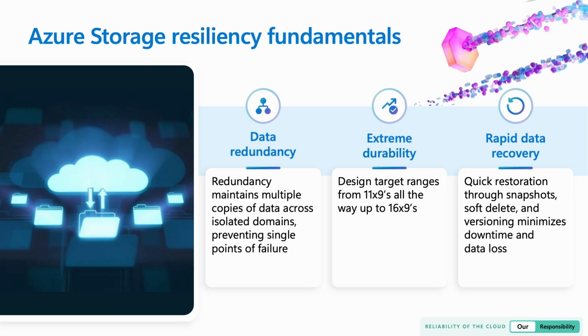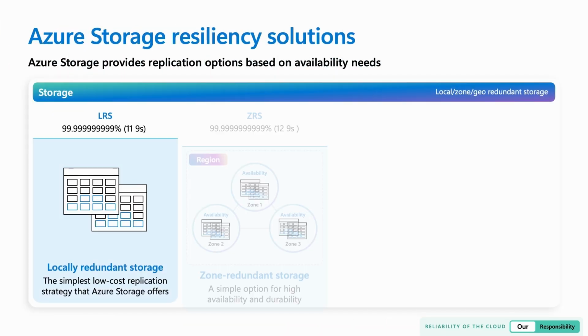Finally, let's talk about rapid restore and recovery. Azure provides several ways to quickly recover from accidental deletion or corruption. For individual blobs, you can use snapshots to roll back to a previous version. For broader scenarios, like restoring an entire dataset or container, features such as soft delete, versioning, and backups offer additional layers of protection. So if a developer accidentally deletes a critical dataset, these capabilities make it possible to recover the data and get back to business with minimal disruption. And these principles are embedded in every Azure Storage service, from blobs to files, disks, and data lake. Let's dive a bit more deeply into each.